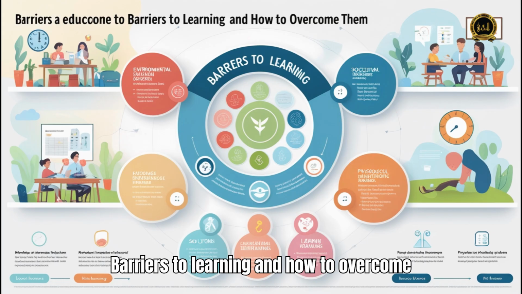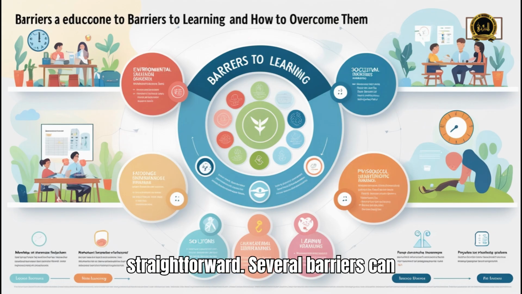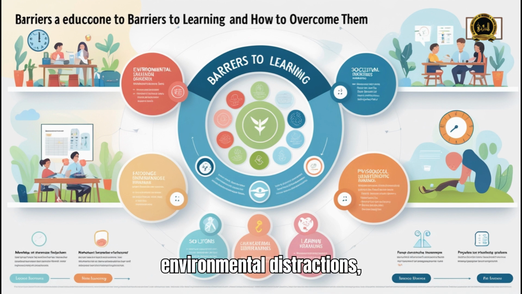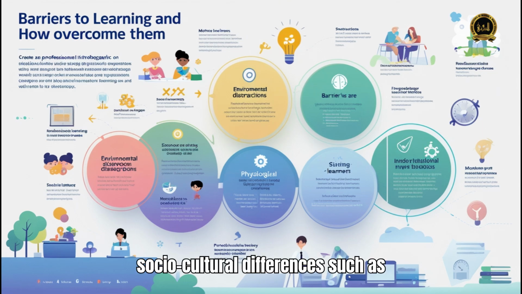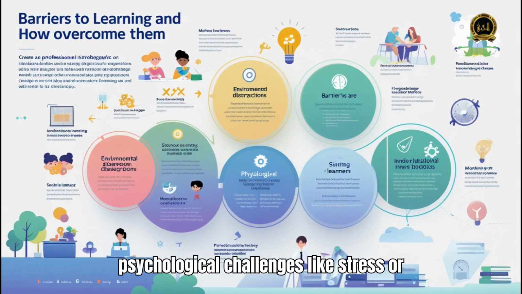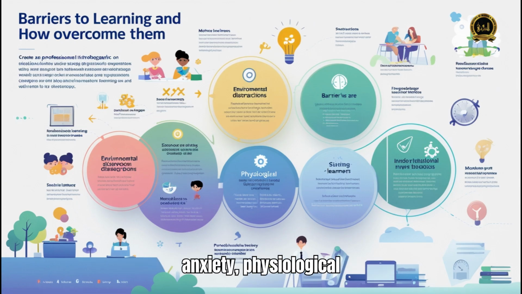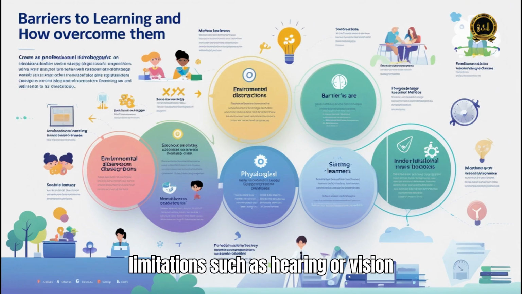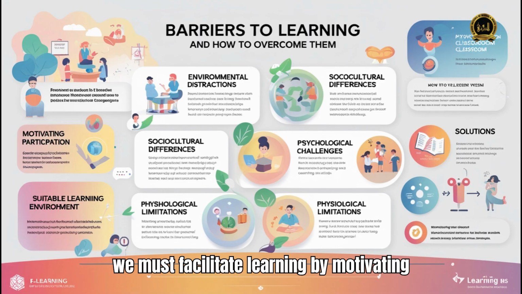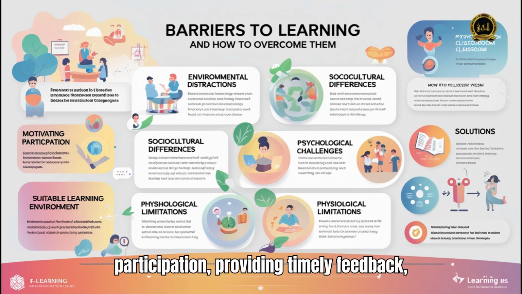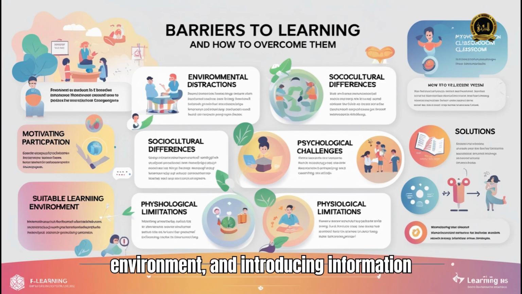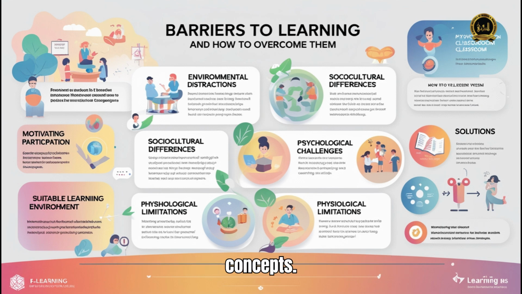Barriers to learning and how to overcome them. Learning is not always straightforward. Several barriers can affect the process. These include environmental distractions, socio-cultural differences such as language or educational background, psychological challenges like stress or anxiety, and physiological limitations such as hearing or vision impairments. To overcome these barriers, we must facilitate learning by motivating learners, encouraging active participation, providing timely feedback, maintaining a suitable learning environment, and introducing information gradually from simple to complex concepts.